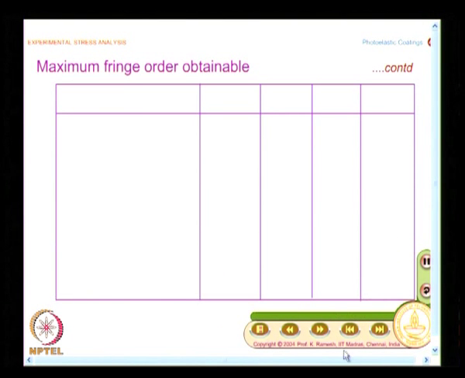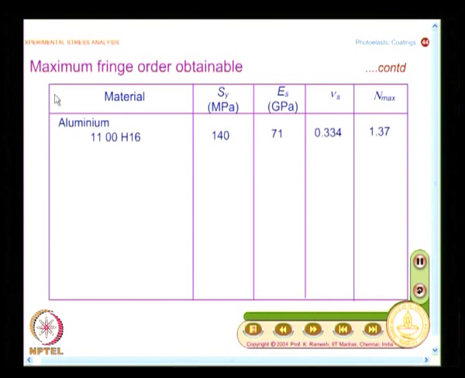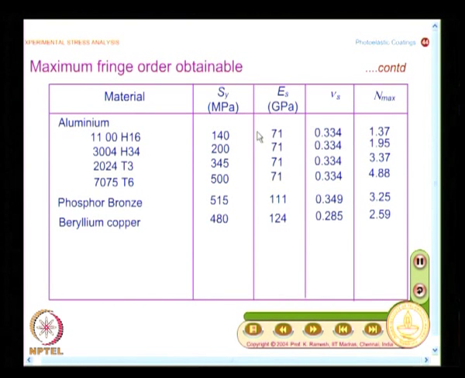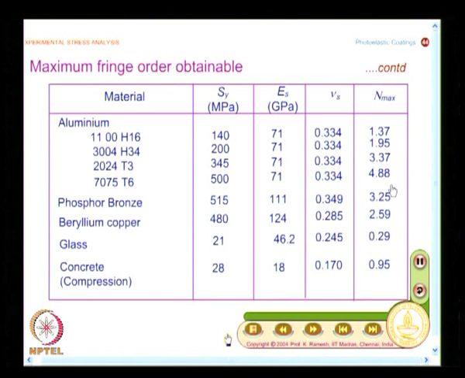And I also have this table for some more materials. The idea is to have a picture; the same thing happens in the case of aluminum also. So, for aluminum it ranges from 1.37 to 4.88. People have also used photoelastic coating on concrete, and for concrete the maximum fringe order is only 0.95. So, this gives you an indication that with photoelastic coating, the observable fringes are very few. So, it is better you go for white light illumination.